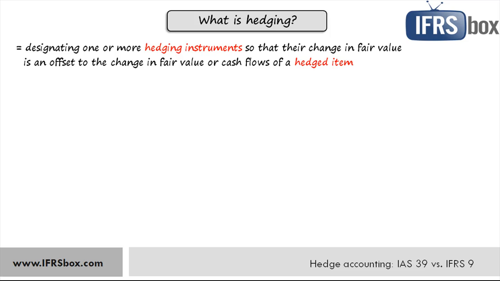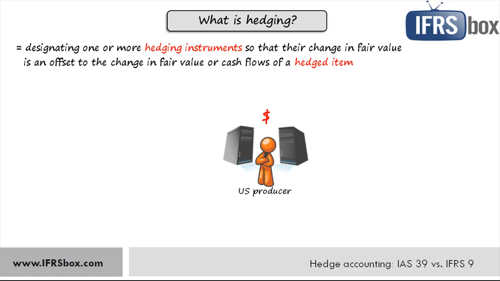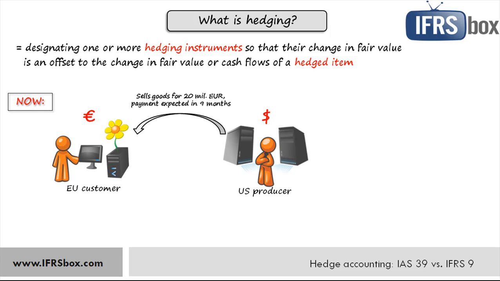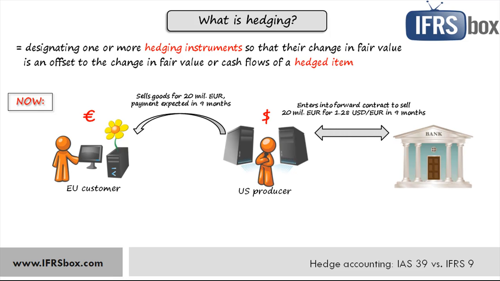For example, imagine your company that normally operates in US dollars. Recently, your company has decided to spread its business to Europe and made a sale of some goods to European customers for, let's say, 20 million euro. Invoice to EU customer is due after 9 months. However, your company is afraid that due to movements in foreign currency rate, it will get significantly less US dollars after 9 months, and therefore, it enters into offsetting foreign currency forward contract with bank to sell 20 million euro for some fixed rate after 9 months.